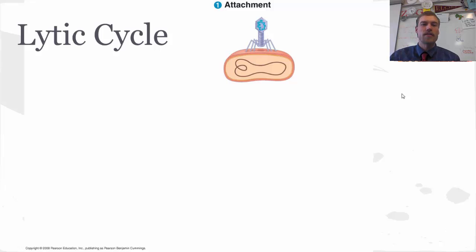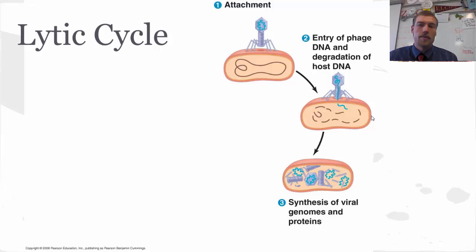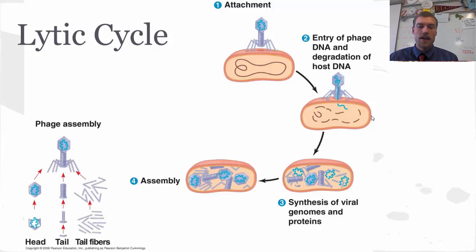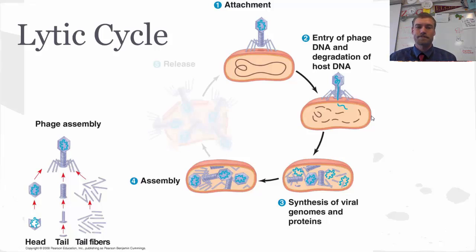So this is a diagram of the lytic cycle. We've got our classic bacteriophage right here, T4, that has bound to the outside of the bacterial cell. It then injects its DNA and also degrades the host DNA. So it actually breaks down the host DNA and inserts its own. It then hijacks the molecular processes in order to build more viral DNA genomes and proteins. They are then assembled together, and eventually they break open, killing the cell and releasing all the viruses.